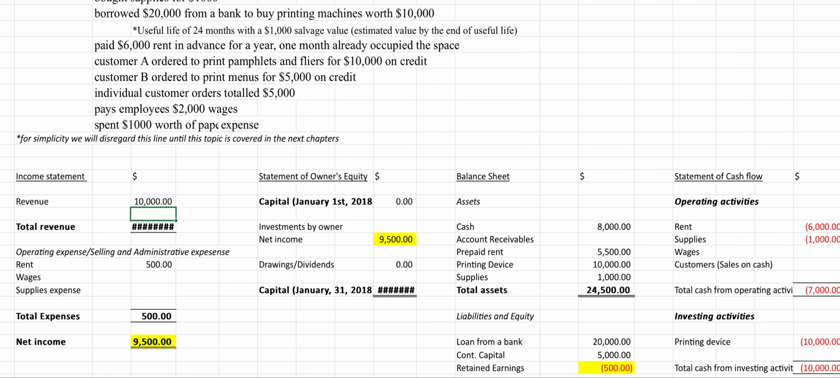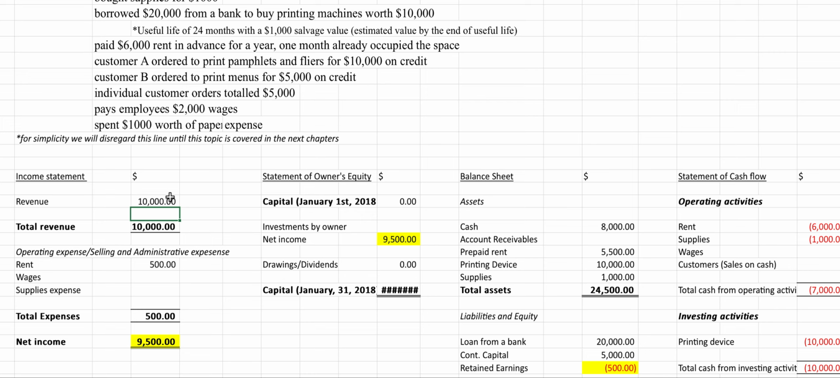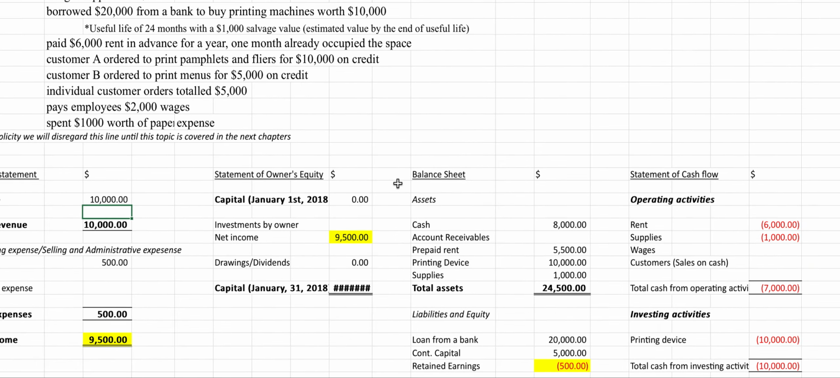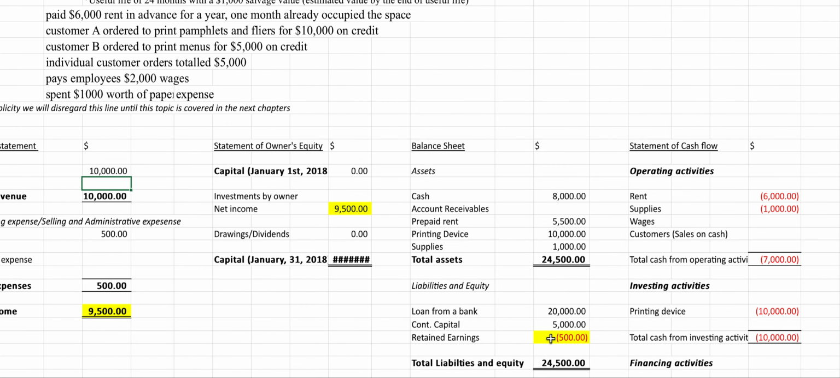Because again, there is an effect on equity. So the customer ordered the printing, we've completed the job, that means an increase in revenue, so 10,000 is recognized. We can immediately say that it's going to increase our retained earnings. That's an increase in the retained earnings because of that.